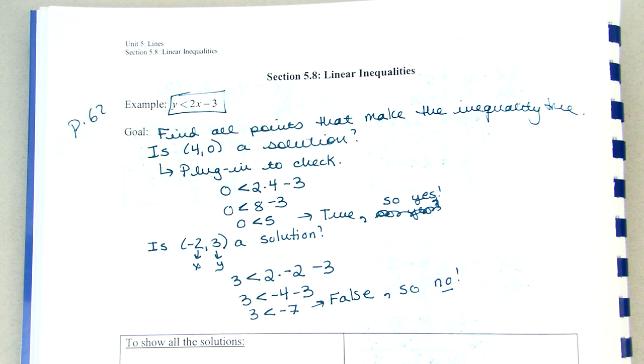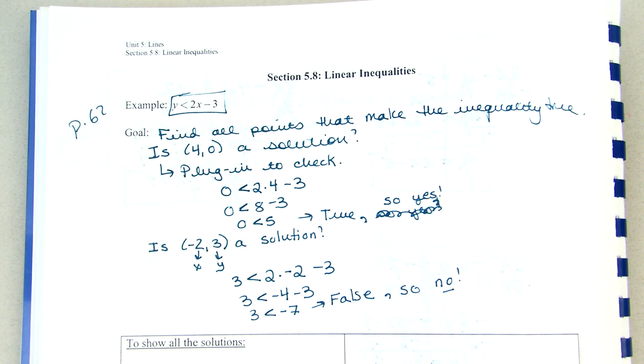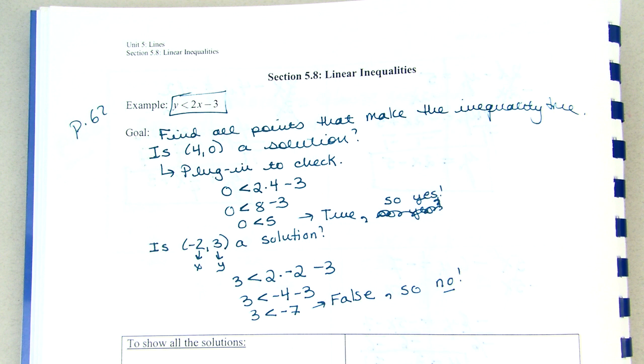We found one that was a solution, one that's not. The problem is there are a whole lot of points that are solutions and a whole lot of points that are not solutions. So we need a way to show all the points that are solutions and all the points that are not. Remember our little number lines where we drew the arrow showing everything that was a solution? Well, we've got something similar with our two-variable inequalities.